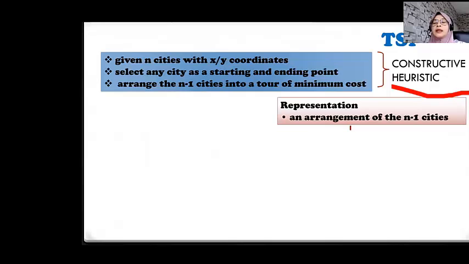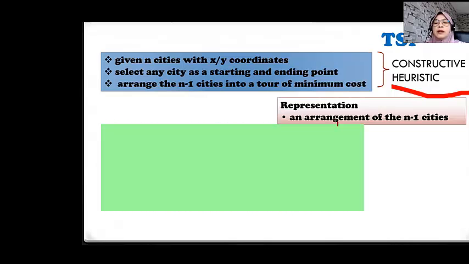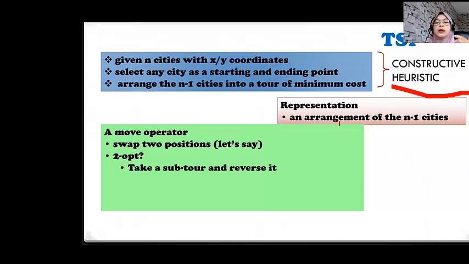So the representation is an arrangement of n-1 cities. We apply a move operator. We define what move operator we use, let's say swap two positions. This is called 2-opt: take a subtour and reverse it. So how big is the neighborhood of a state? We need to define how big the neighborhood of a state is.